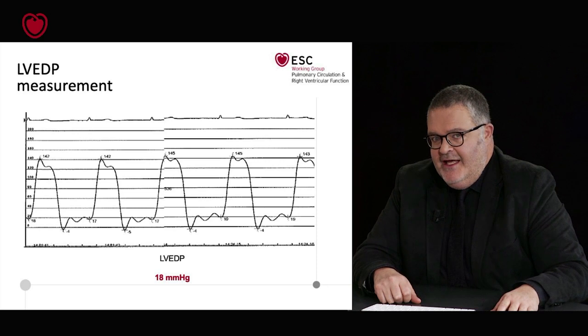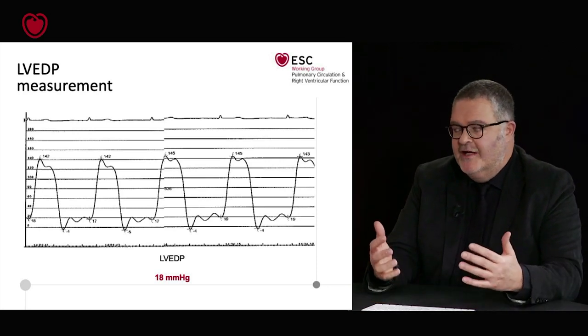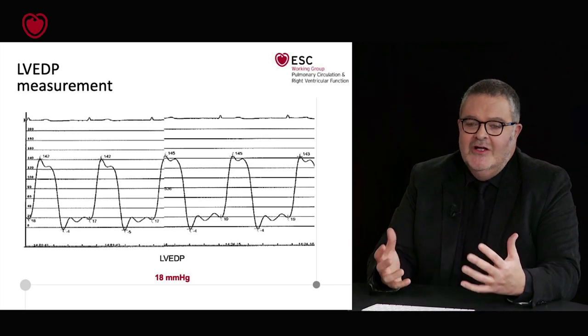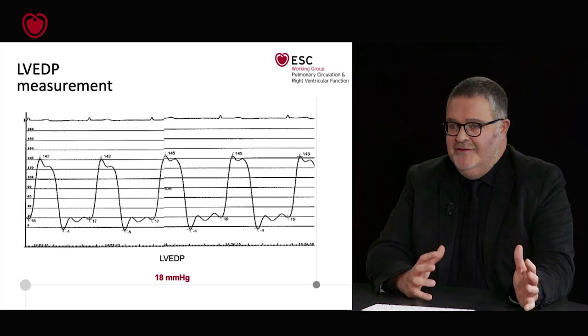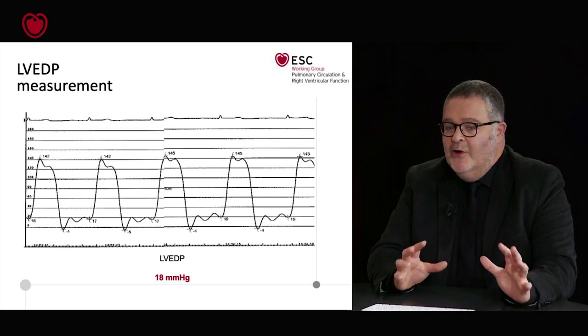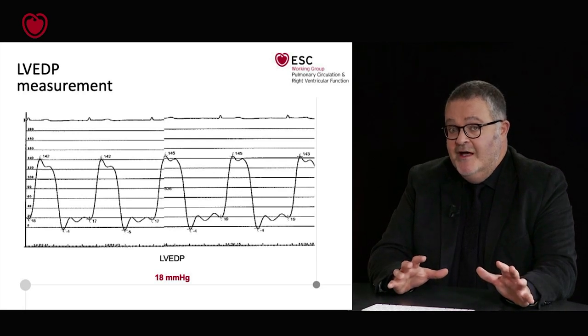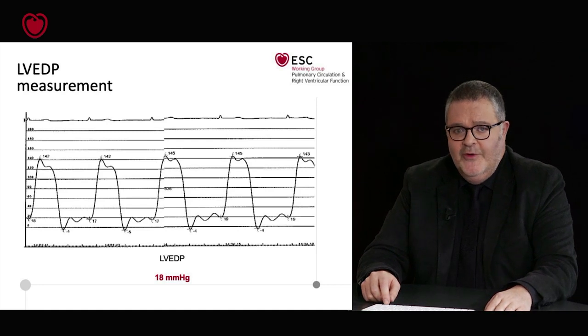Clearly, this patient has a left heart disease phenotype. She has a lot of cardiovascular risk factors, a lot of risk factors for heart failure with preserved ejection fraction. So we went left. We did LVDP measurement, which was at 18 millimeters of mercury. We also did a coronary angiogram at this time, which was reported to be completely normal.